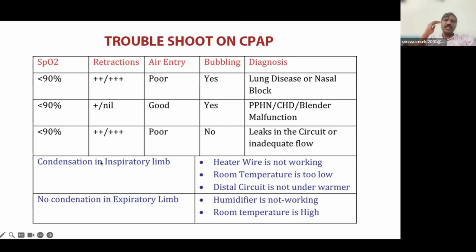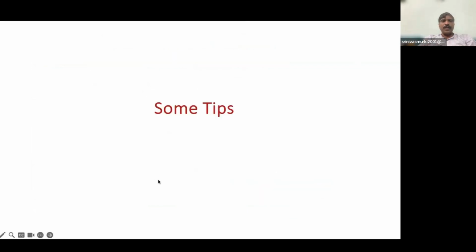Now, if there is condensation in the inspiratory limb, what does it mean? The heating in the inspiratory limb is not happening. Either the heater wire is not working, or the temperature probe is not working, or your room temperature is so low. But you should be able to see some condensate in the expiratory limb. If there is no condensate in the expiratory limb, that means your room temperature is very high, or your humidifier chamber is not working. So these are some simple troubleshooting steps you can look at based on the condition of the baby. So some more tips.